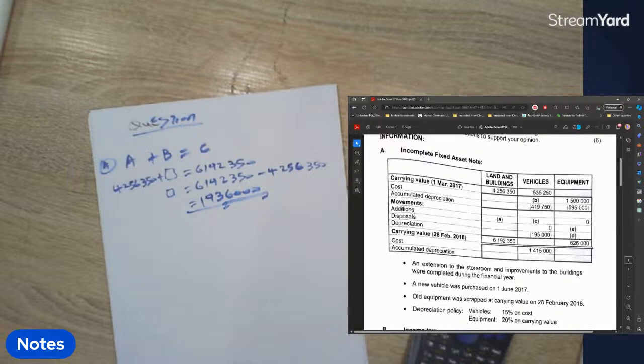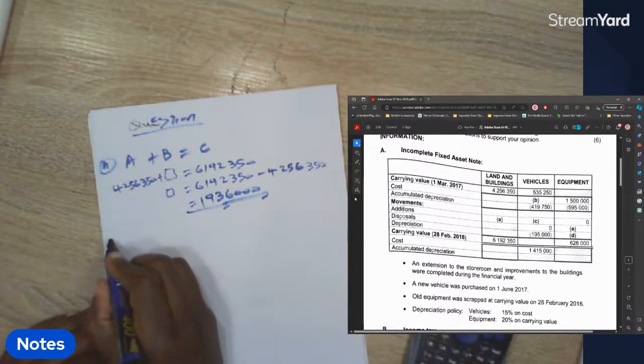Okay, land and buildings, because we calculate land and buildings. Right, 4,26350 plus the figure we found, so take the one below, you get 6192350. Then grade 12, we now go to B, right? Let's go and calculate B now.